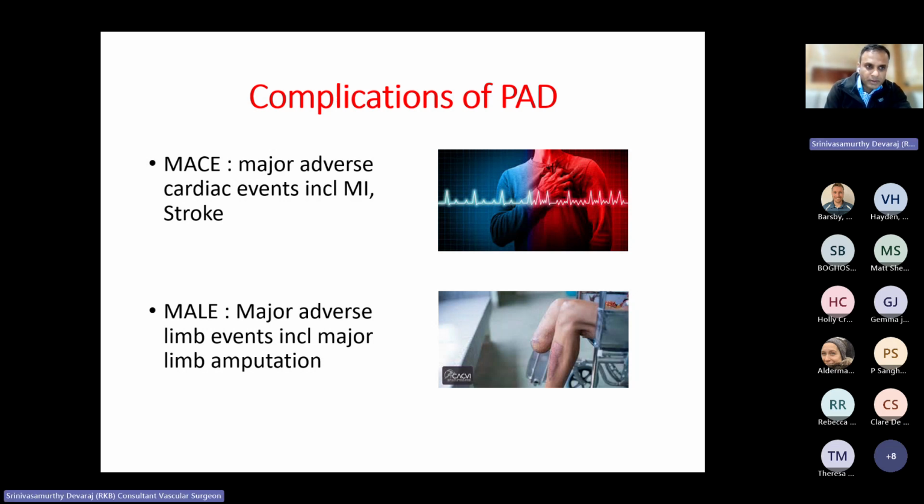There are also other problems associated with peripheral arterial disease, as we all know, like this picture that you see where patients have had a major limb amputation. So they are all termed as major adverse limb events. So these are the two main complications that we want to prevent in this patient cohort with peripheral arterial disease.